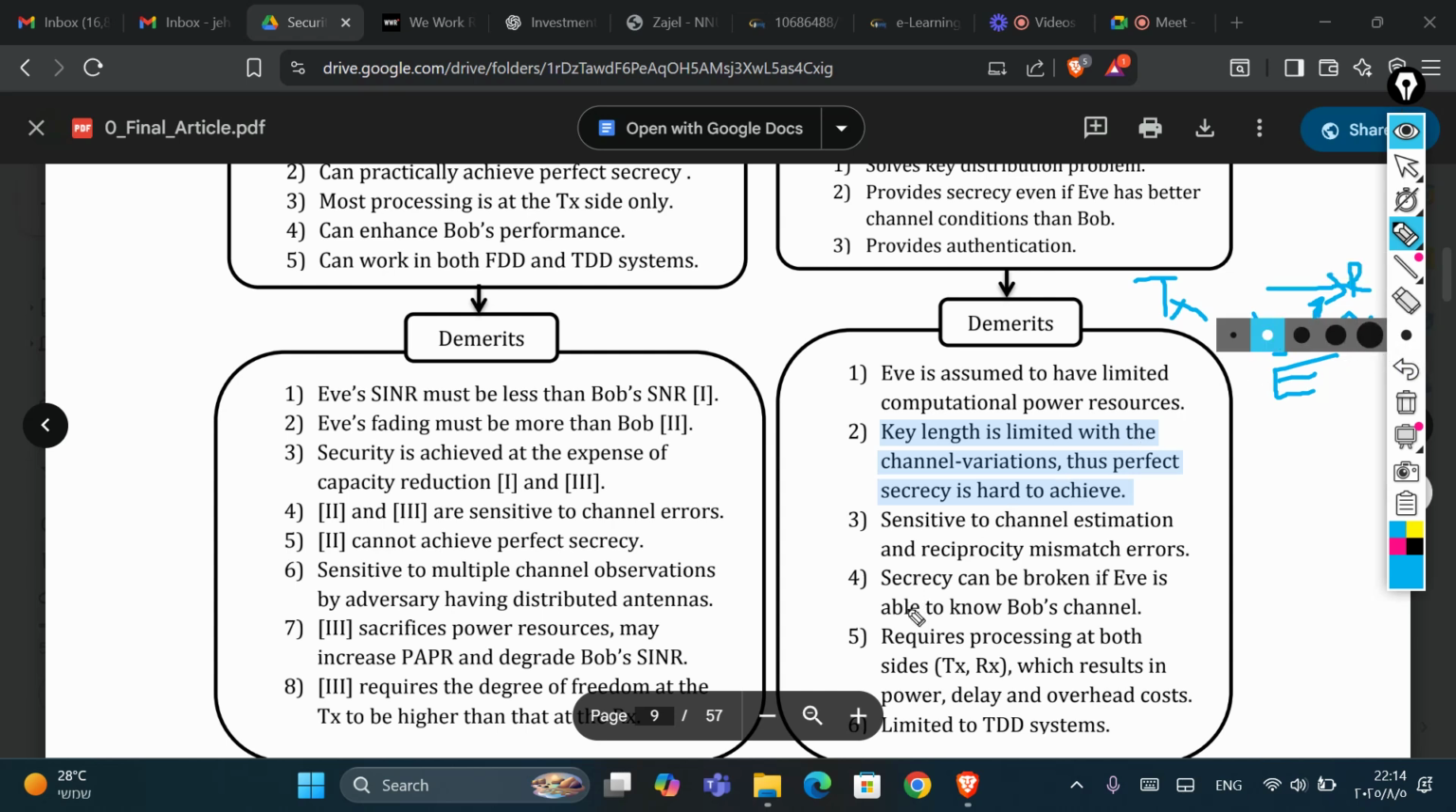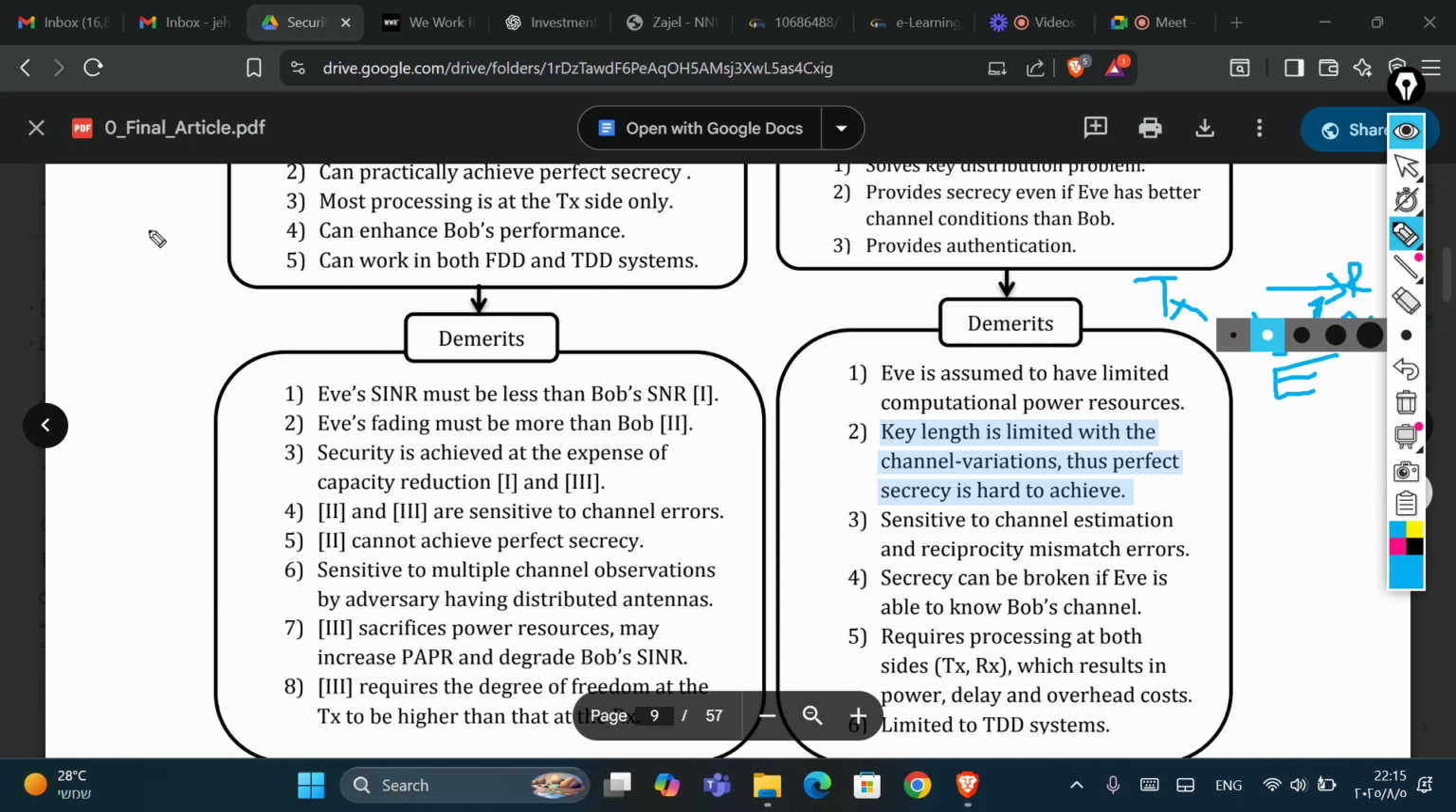And the fifth point says the following: the fifth demerit, the fifth disadvantage. It says that this key-based approach, complexity-based approach, requires processing at both sides, the transmitter and receiver, which results in power, delay and overhead cost. Now, we assume this as a disadvantage compared to the first category that says we can provide security without sharing keys. Now, this requires sharing keys and requires processing at both the transmitter and receiver.